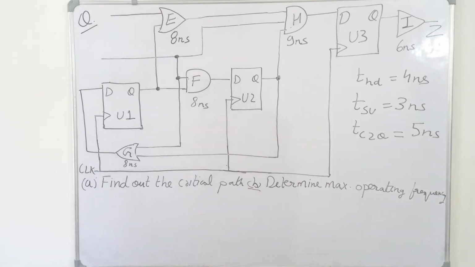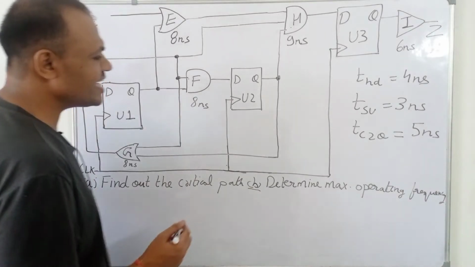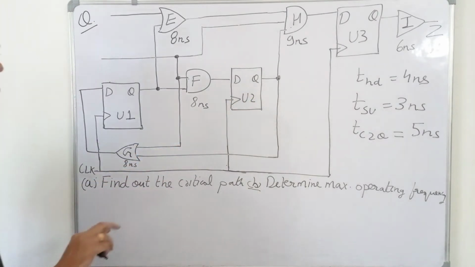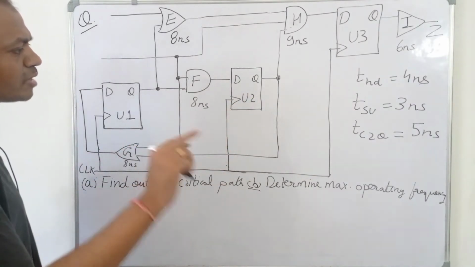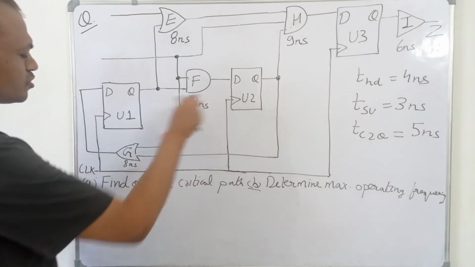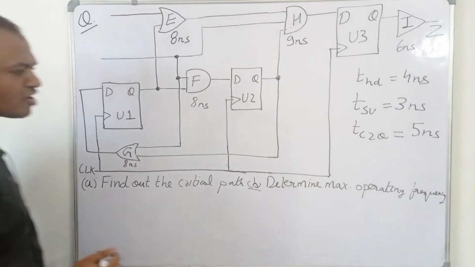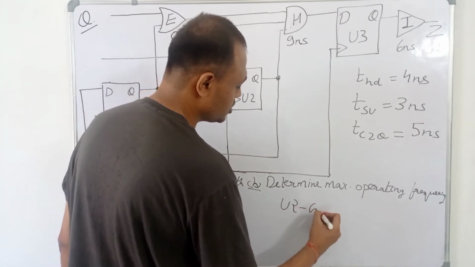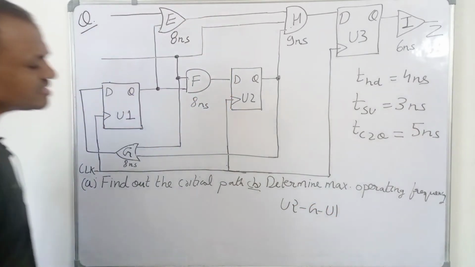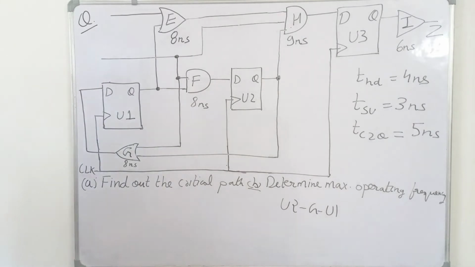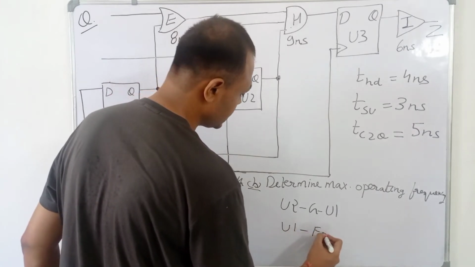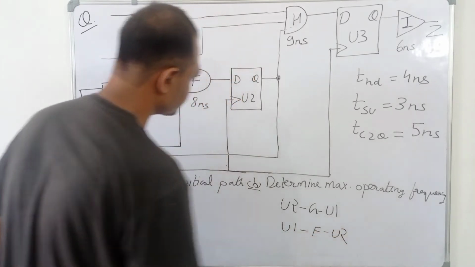If we find the paths, there are four paths. The path is always from one flip-flop to another flip-flop. So the first path is from U2 to G to U1. Then the second path is from U1 to F to U2.